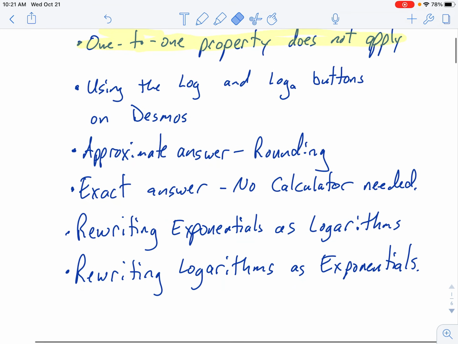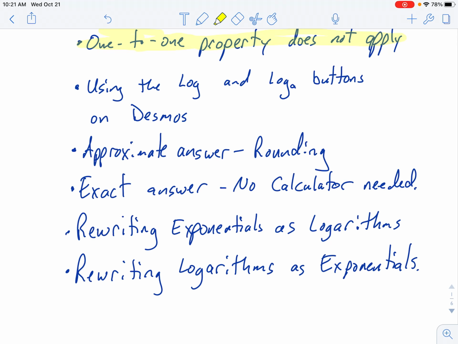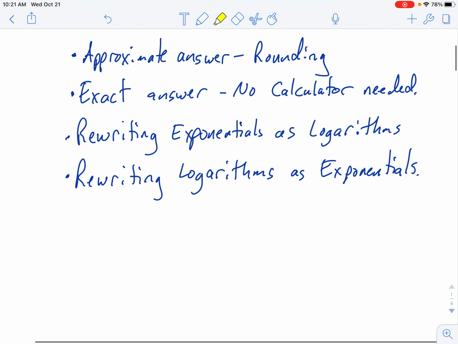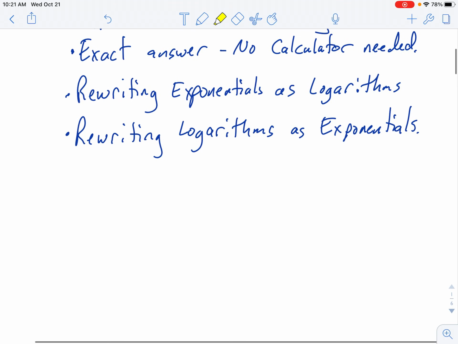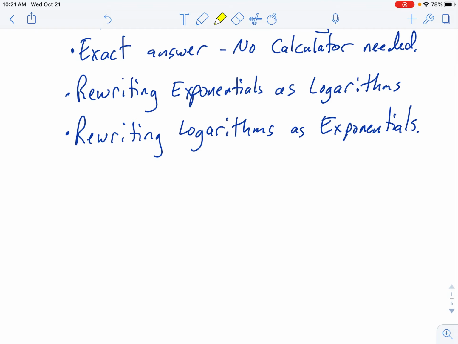We will be using Desmos, which has a log button and then a log A button. I'll talk about those as we go through them. We're going to do two types of problems. One where you get an approximate answer, which means you get a decimal that's going to be rounded off. One we're going to use no calculator and get an exact answer. So that'll be different and interesting.